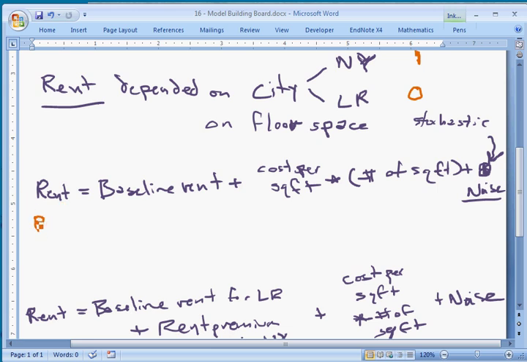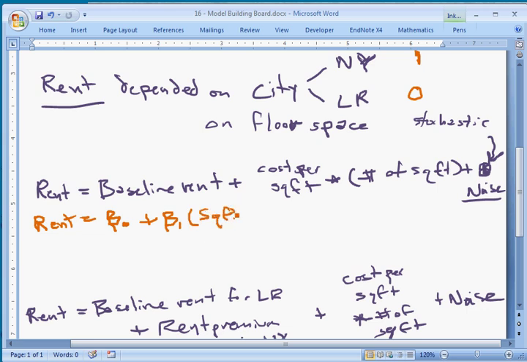So let's look at this one. Rent equals, this baseline rent is the rent if the square footage is 0 and there's no noise, right? So if the square footage is 0 and there's no noise, this is going to be our intercept term. That's what this is. So that's beta 0. That's our baseline rent. Now what we have is a cost per square foot, which is going to be our coefficient on square feet.